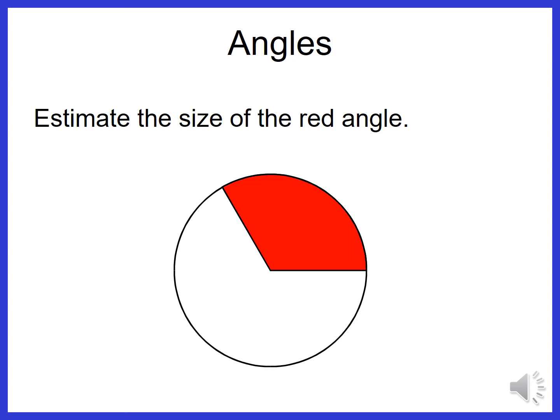Okay, so this one, bit bigger, so let's have a go. So we've got our line there. I'll see if I can do another helpful line. So think, what angle have I got here? And how many equal bits am I splitting it into?